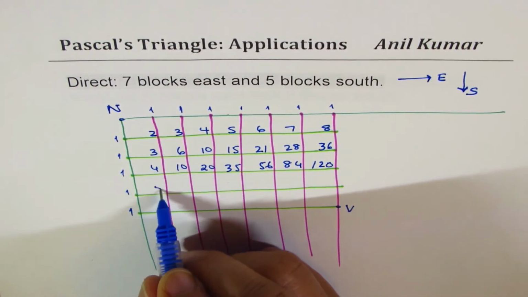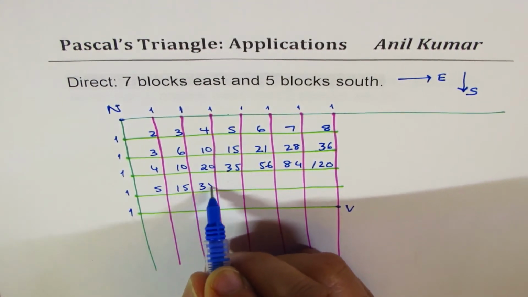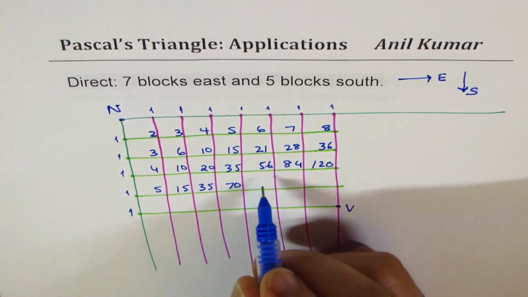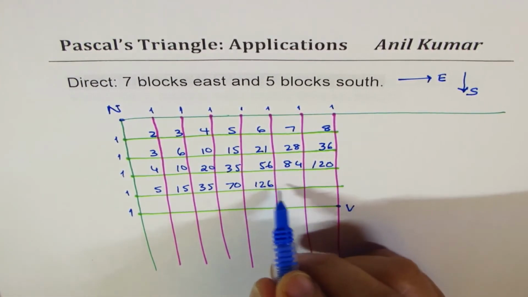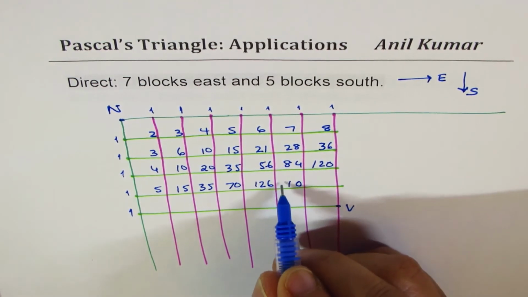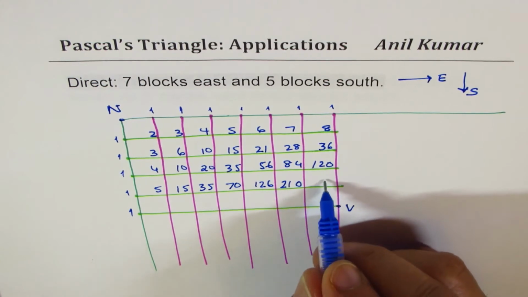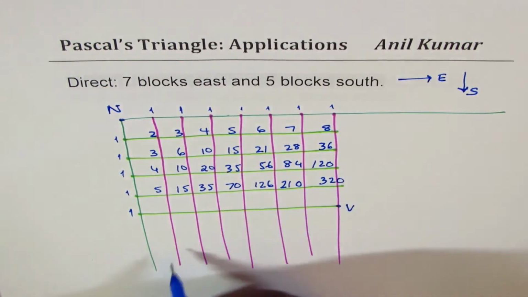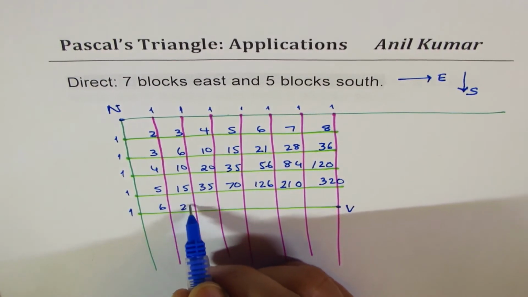Now, 4 plus 1 is 5, 5 and 10 is 15, 15, 20, 35, 35, 35 is 70, 7 and 5 is 12, 126, 6, 4, 10, 1, 11, 2, 10, and then when you add 120 to it, it becomes 320. 5 plus 1 is 6, 6 and 15 is 21.